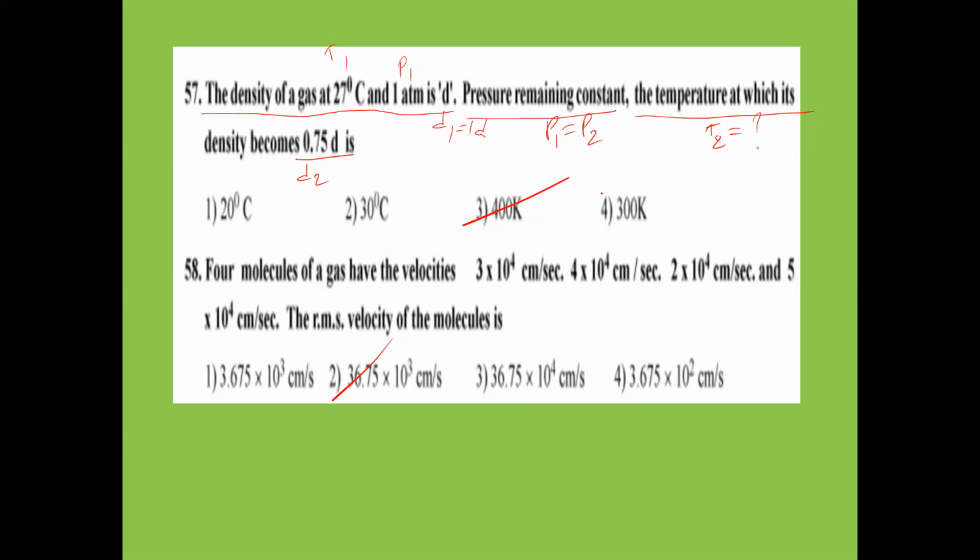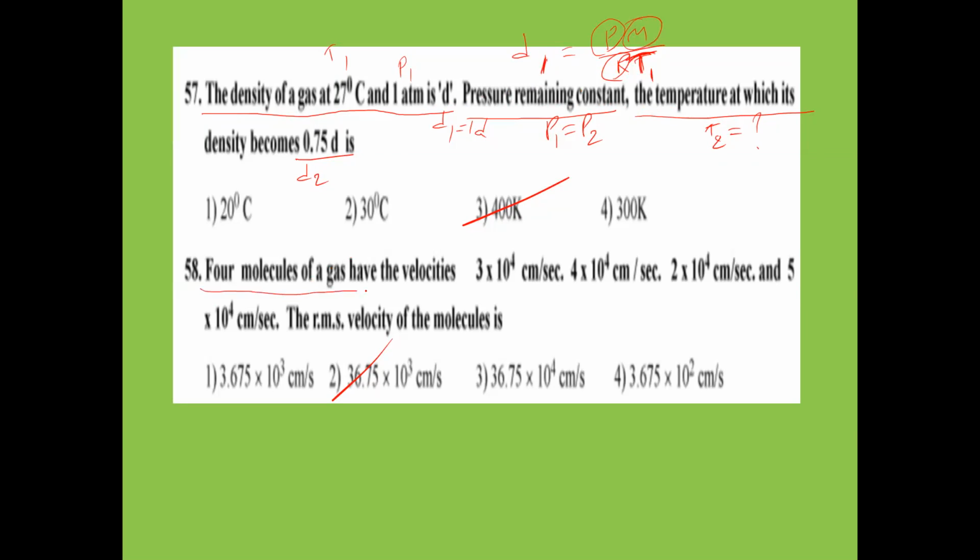The relation we have already discussed, so we have to take that relation. Density formula: D1 is equal to PM by RT. Here P is constant for both cases, R value is constant, and it is the same gas in both cases. Only the temperature is changing. For the first gas it will be T1 temperature and D1 density. So molecular mass is the same, pressure is the same, R value is the same for both. So D and T will be changing.